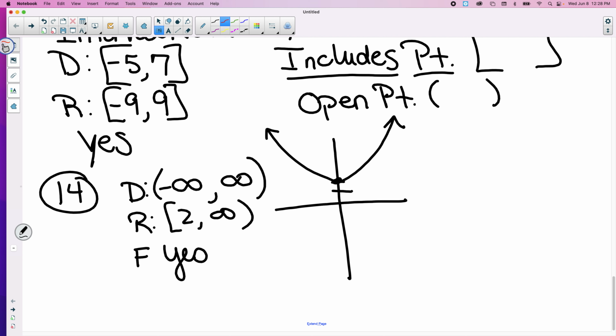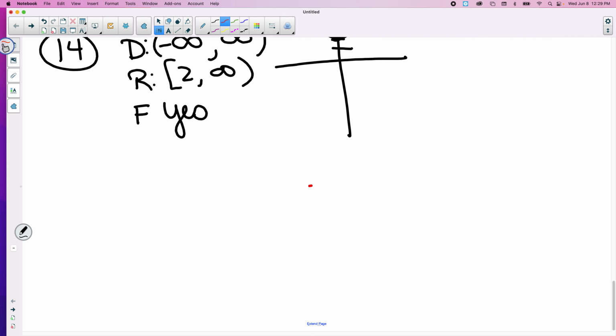Alright, let's do the next one. Actually, let's do 16, because 15 is going to be very similar to the one we just did. For 16, it keeps going in both directions on the x-axis, so what would that be? Infinity. Okay, good. So from negative infinity to positive infinity.